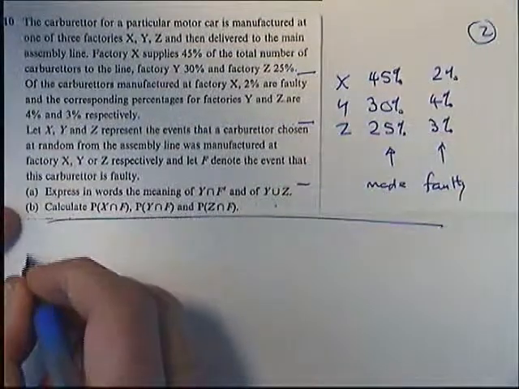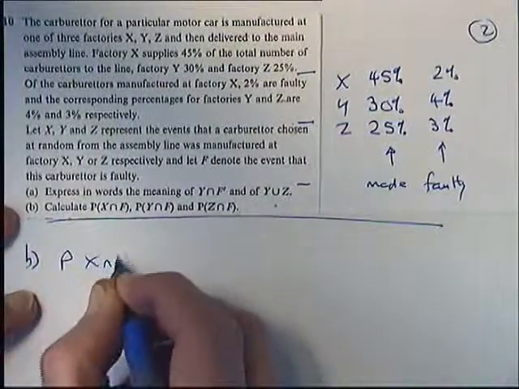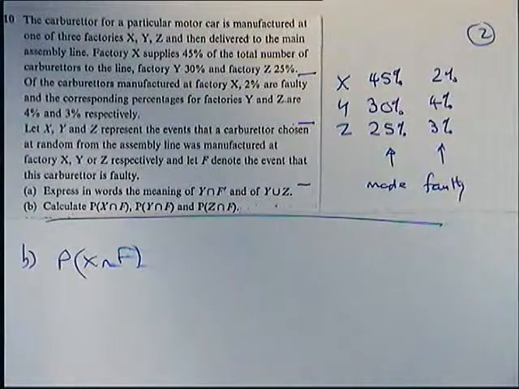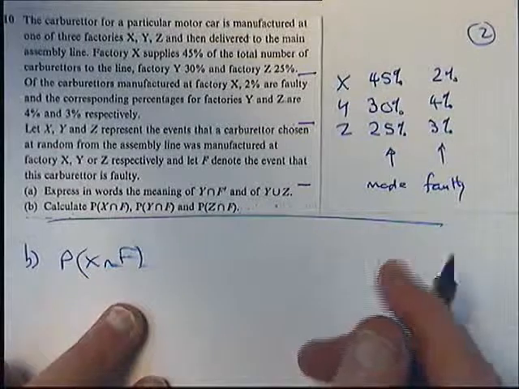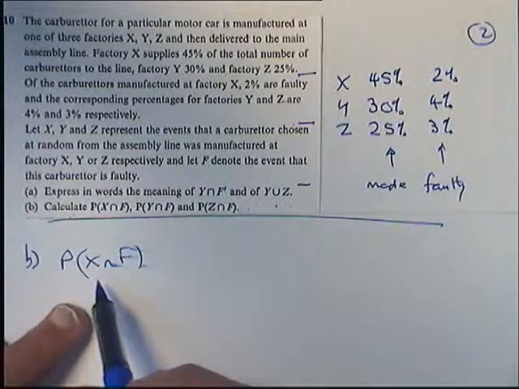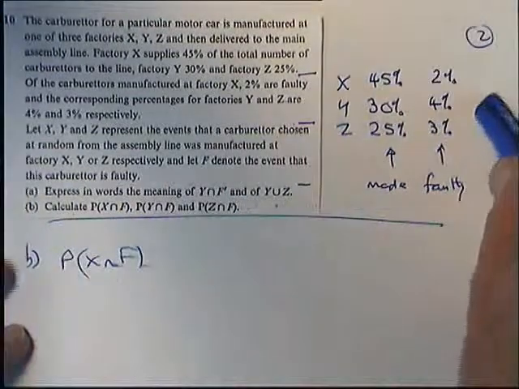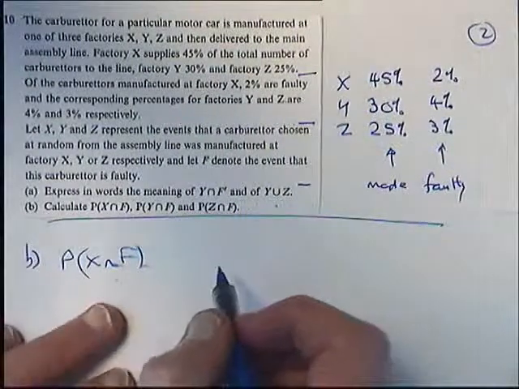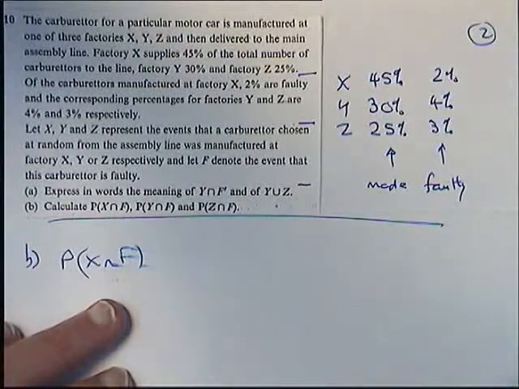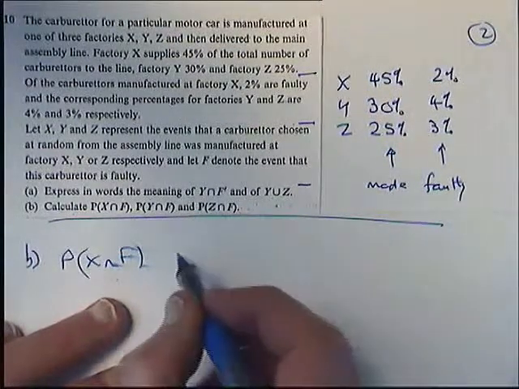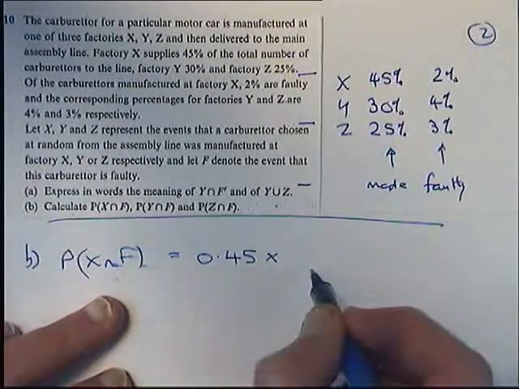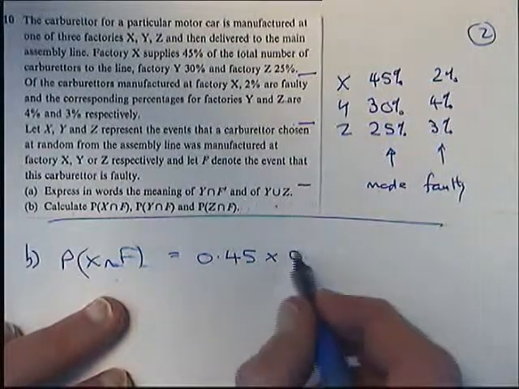So part B, we've got to calculate, first of all, X intersection F. What does that mean in words, first of all? X is faulty. Yeah, it's made in X and it's faulty. So we've got the basic information, the numbers up there. What do I do to find the probability it's made in X and it's faulty? What do you do from GCSE level for the word and? Times. So it is made in X, that's probability 0.45, times, and faulty at X is 0.02.